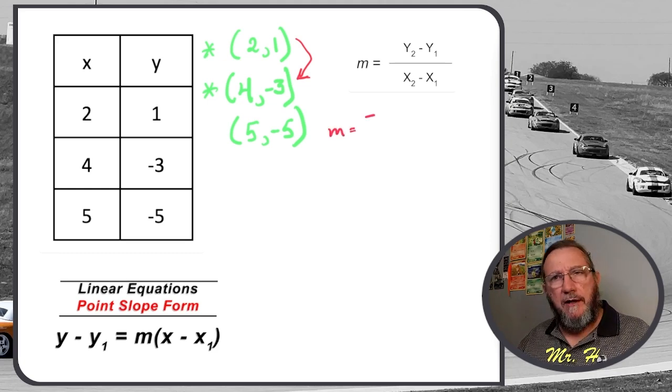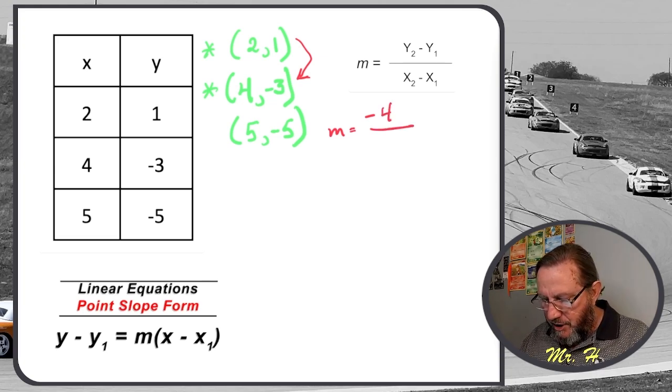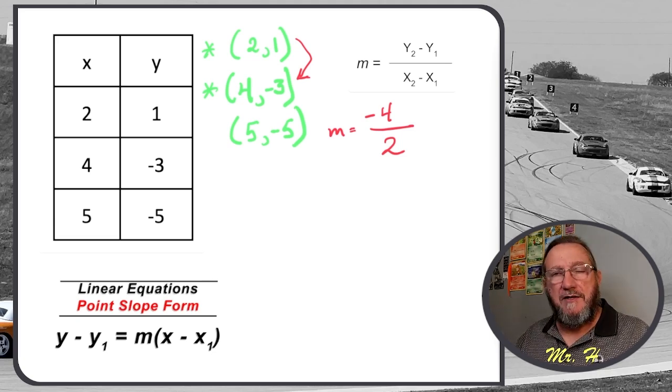And how far down? 0, negative 1, negative 2, negative 3. We're going down 4. So our change in y is down 4. What about the change of x? We're going from 2 to 4. That's going to be up 2. So that's a positive 2. So our problem now reads negative 4 over positive 2.